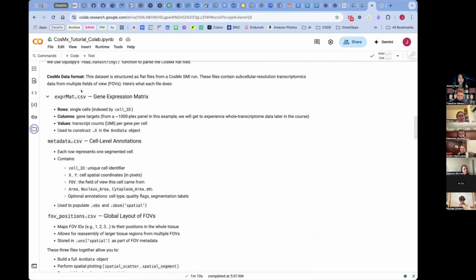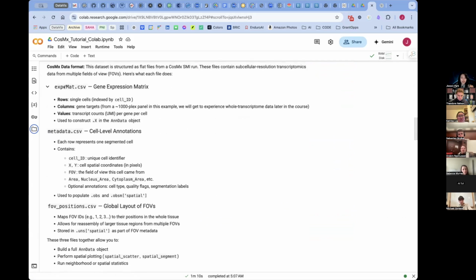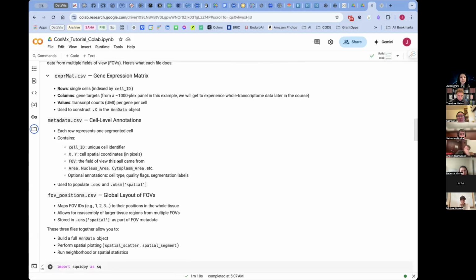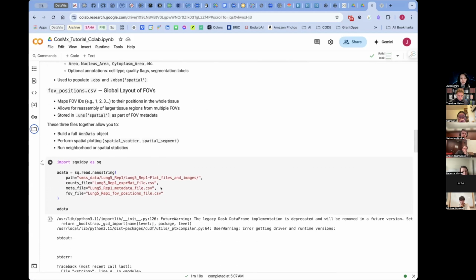First, we do have an expression. The main essential components are actually three. We can have an expression level matrix, which is basically a reduction from a transcript file that I just briefly mentioned. Each of the rows will have cells, columns will have gene targets, and values will be counts or intensities of a protein or gene. And metadata will be in the obs column or obsm column for spatial, that has cell level metadata or annotations. FOV positions are basically a global layout of where everything is in XY coordinates.